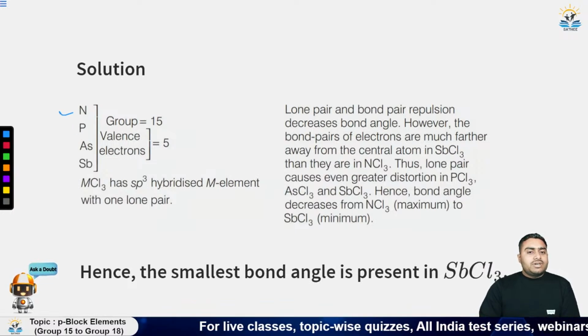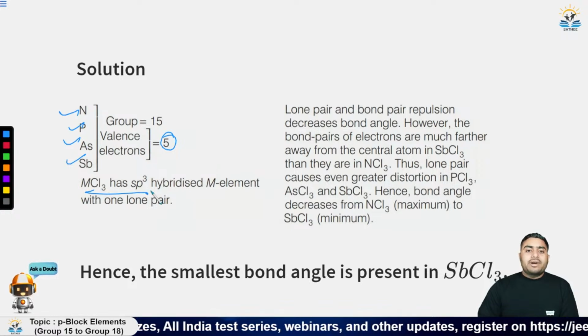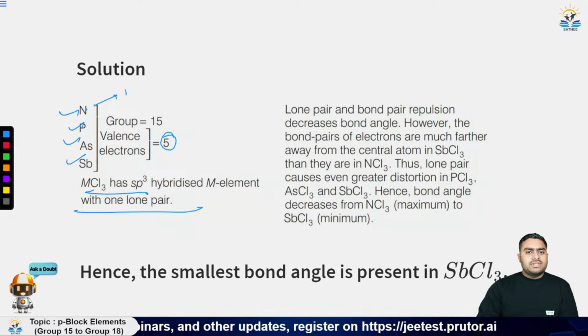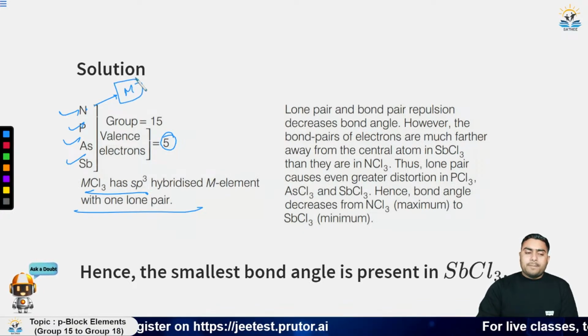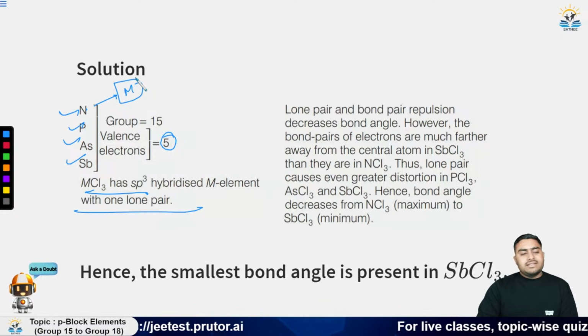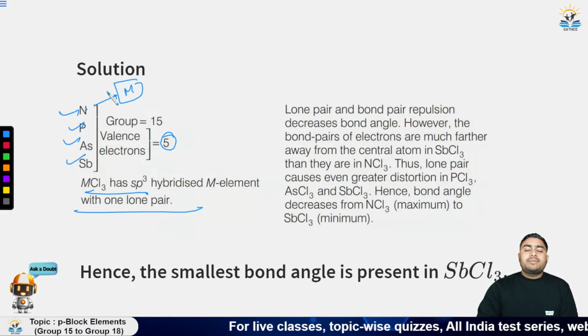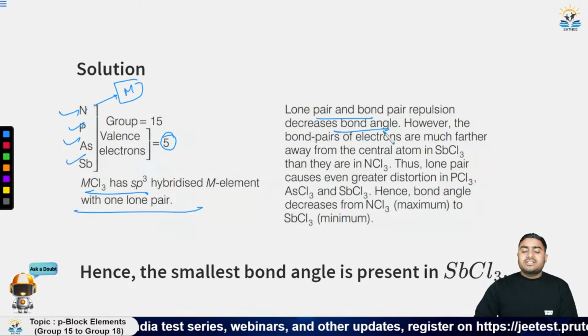You can see nitrogen, phosphorus, arsenic and antimony are group 15, and valence electrons are 5 in each case. So MCl3 has an sp3 hybridized M element with one lone pair. M is nitrogen, phosphorus, arsenic and antimony; these are generally represented by M. In each case, NCl3, PCl3, AsCl3, SbCl3, they are sp3 hybridized. That means they have tetrahedral geometry, but the shape is trigonal pyramidal.